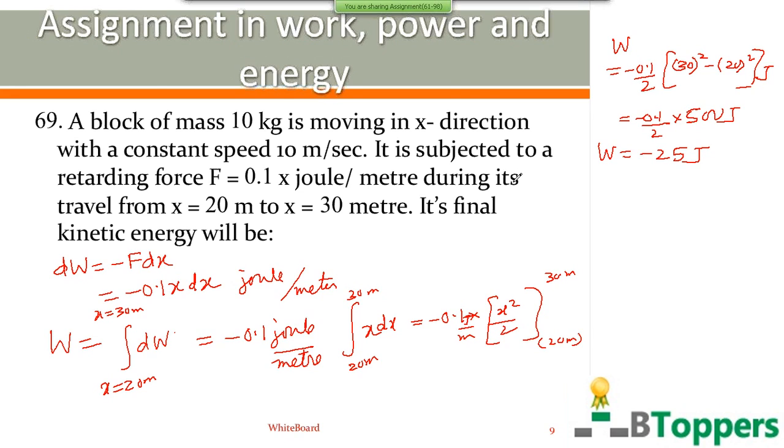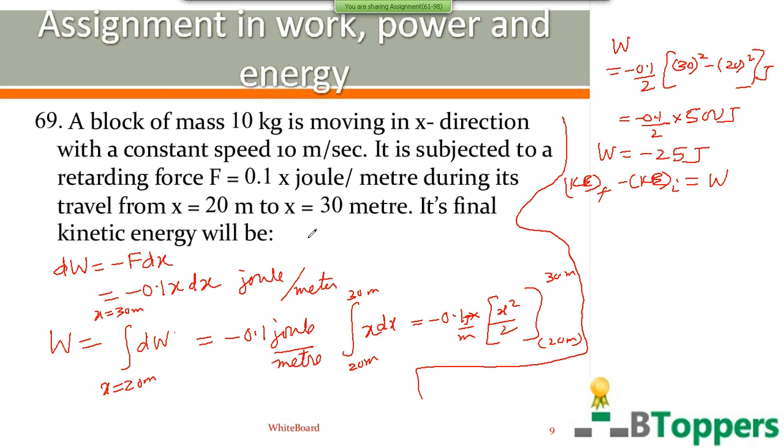According to the work energy theorem, change in the kinetic energy of the body is equal to work done by the external force on the body. Change in the kinetic energy is equal to final kinetic energy minus initial kinetic energy. That is equal to work done. The initial kinetic energy of the body is equal to half into mass of the body into square of the initial speed of the body. The mass of the body is 10 kg here. The initial speed of the body is 10 meters per second. So if you calculate the initial kinetic energy of the body, that comes out to 500 joules.